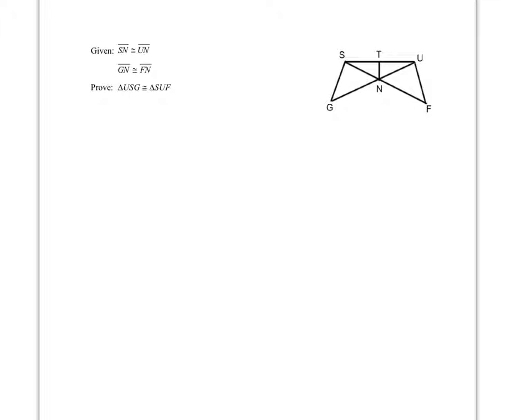So let's take a look at an example so that you can see what I'm talking about. Our givens here are SN is congruent to UN, and GN is congruent to FN. But we're being asked to prove that triangle USG, which is this one here, is congruent to SUF. Those are those overlapping triangles there.